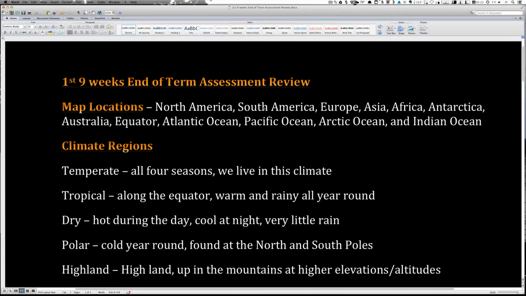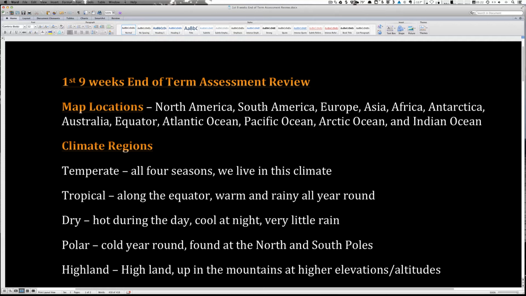Most of you had that. We were pretty good about that at the end of that unit, so I think you'll be okay. But make sure that you can name the continents and oceans and identify where the equator is on the world map.